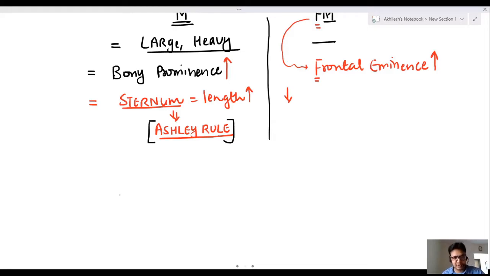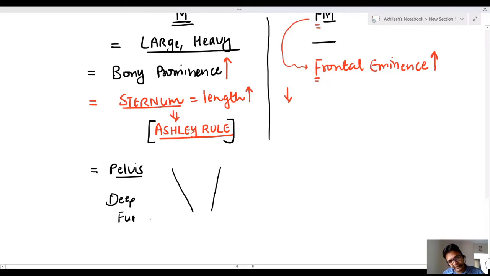This is the third. Now, if you see the pelvis, in male, there is no child in the pelvis. So pelvic shape of male is deep funnel shape. The shape of the pelvis is deep funnel shape in male. It is flat bowl shape in female.